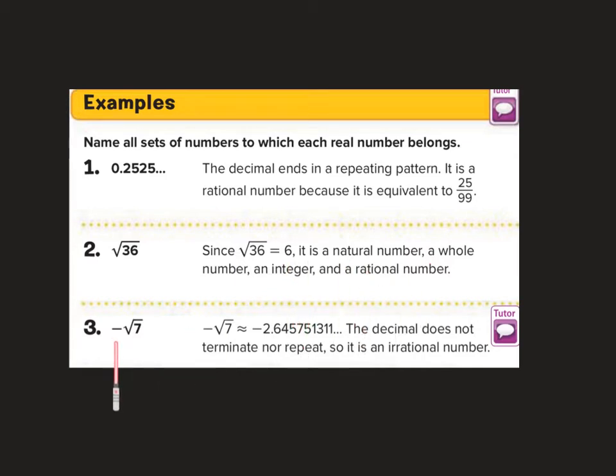And then finally, the negative square root of 7. The negative square root of 7 is approximately -2.64 and so on. The decimal does not terminate nor repeat, so therefore it's an irrational number.